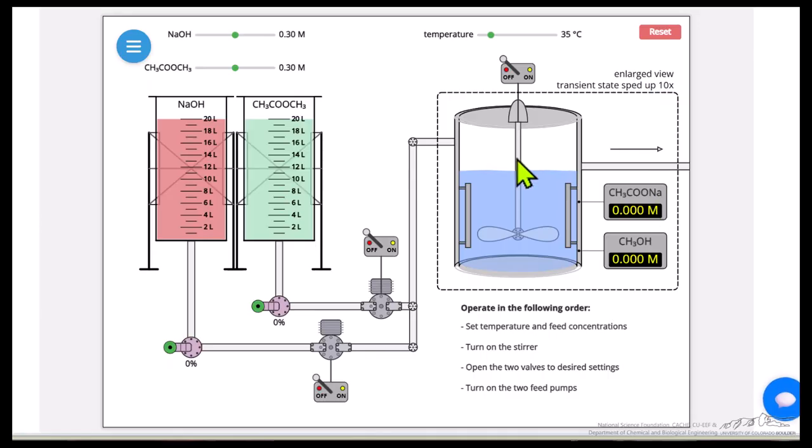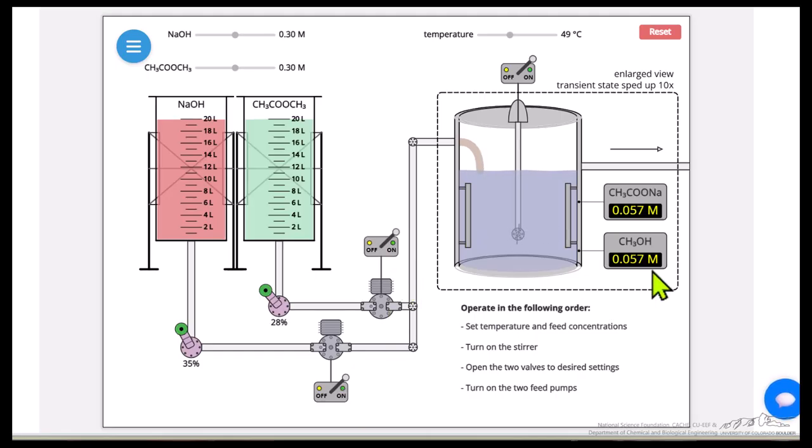So here's the interactive simulation, and notice that the idea is we set the temperature and the feed condition, so reactor temperature, and we'll keep these the same. Now we start to stir, just to represent that it's a well-mixed system, and then we pick some settings. They don't have to be the same flow rate by any means. And then we click on the valves to open them.